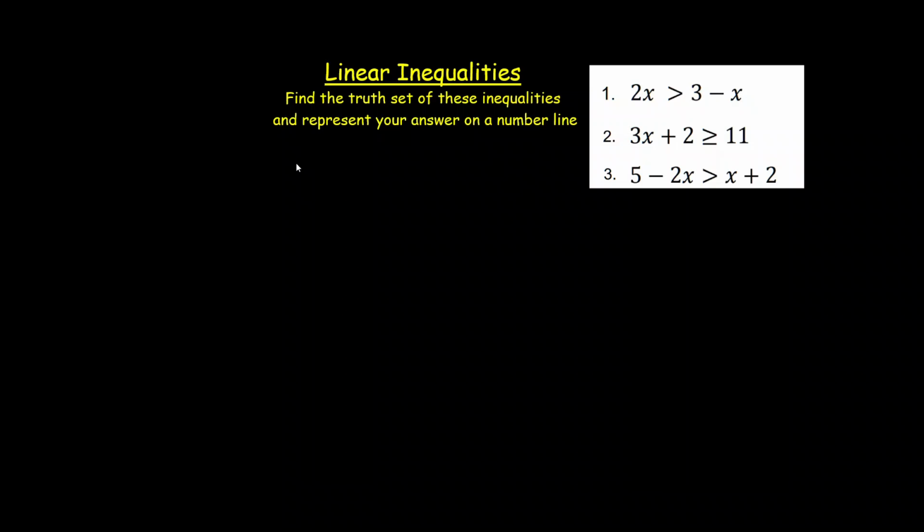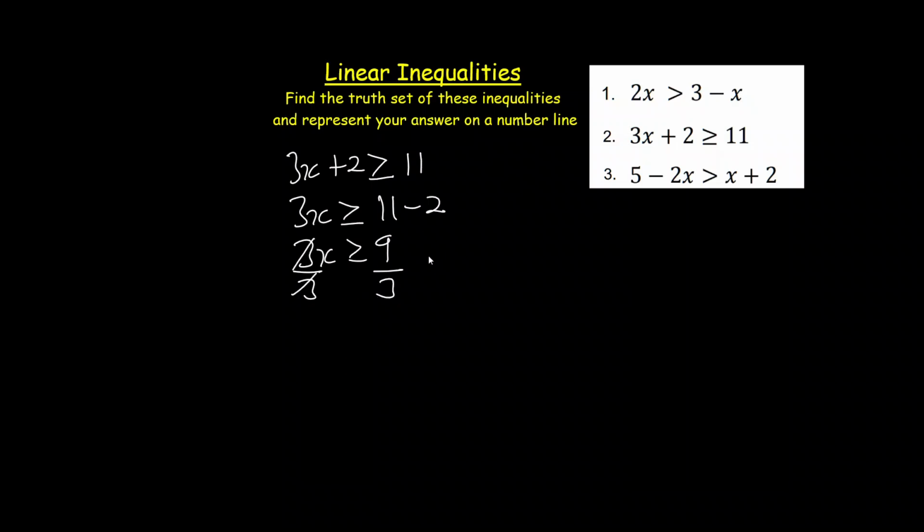For the second question, we have 3x plus 2 greater than or equal to 11. Here, we need to send the 2 to where the 11 is. The 2 is positive, so when it crosses the sign and goes there, it's going to become -2. 3x greater than or equal to 9, since 11 minus 2 gives us 9. So let's divide both sides by 3, which means that x is greater than or equal to 3. Therefore, the true set of the inequality is that x is greater than or equal to 3.